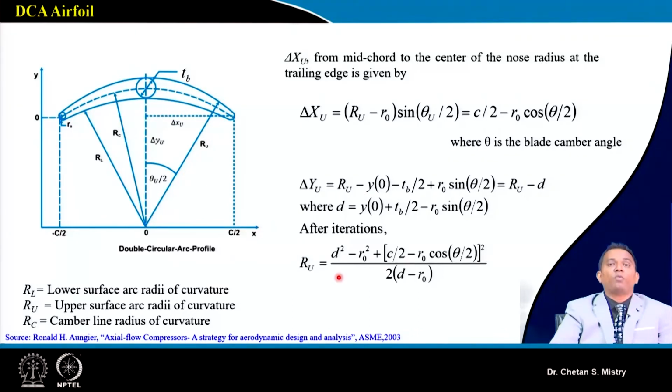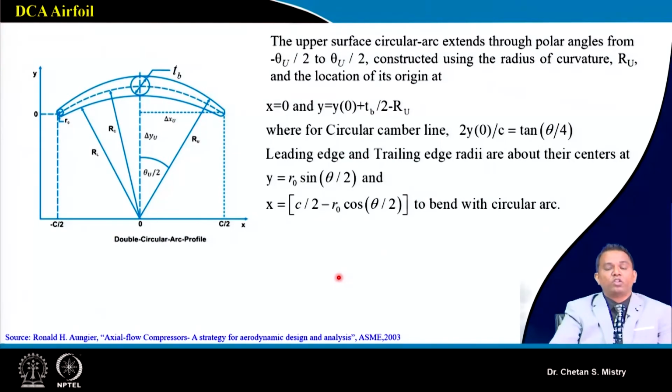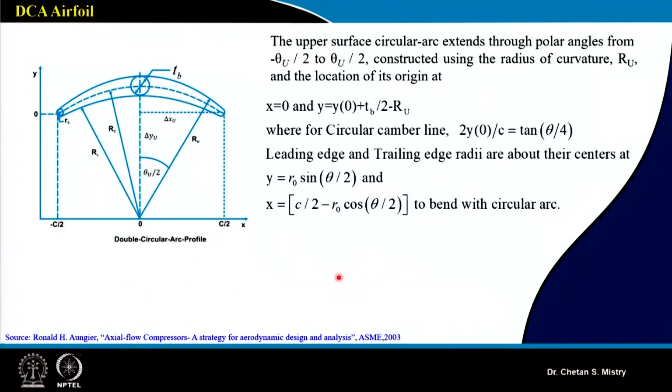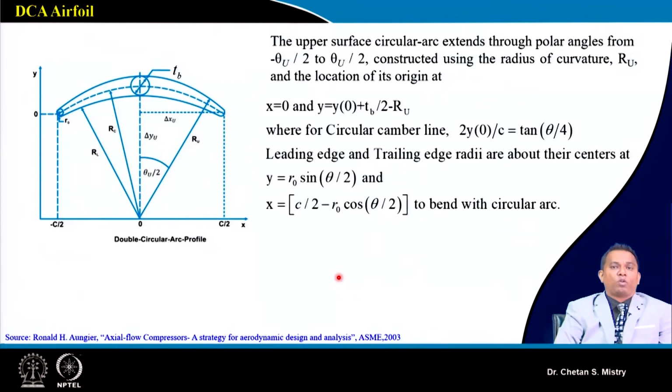So this is how we can achieve our upper surface or upper radius. In line with that, we can achieve what will be our lower radius. So this is also one of the methods. Other people are developing the double circular arc aerofoil with some different approach or methodology. So in this case, this is what is representing the double circular arc kind of camber line.